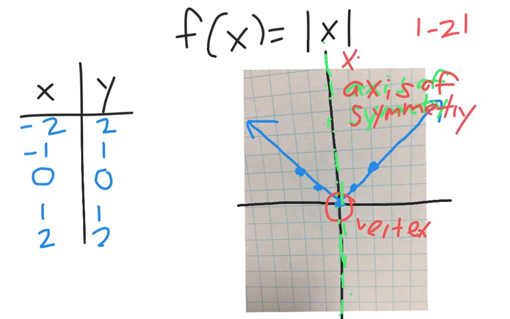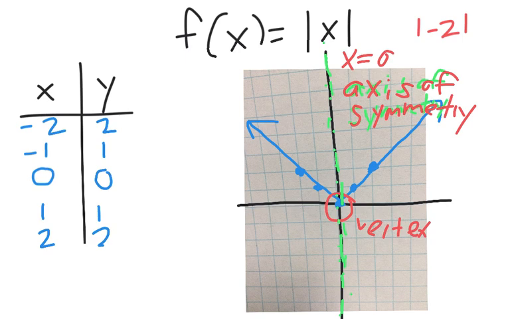Here, that would be at x equals 0. Remember, the axis of symmetry is always x equals a number. All right, let's talk about some more things we talk about with graphs. We also spend a lot of time talking about domain and range with a graph.